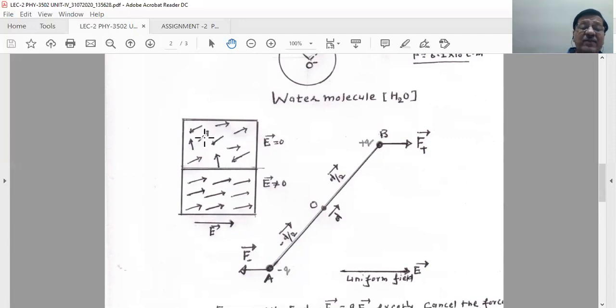And if it is a dipole, they have a dipole moment. So I represent it by this dipole moment vector. This is the dipole moment vector for one molecule. This is the dipole moment vector for another molecule. This is the dipole moment vector for another molecule. You see, they are all randomly oriented. Look at the directions of the dipole moments.